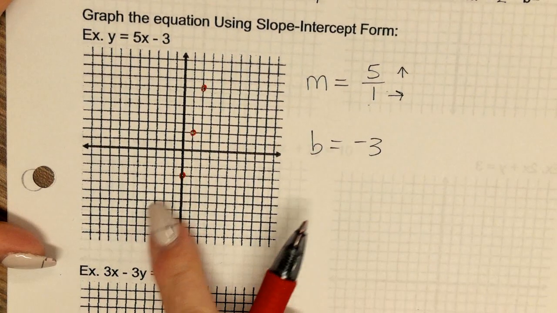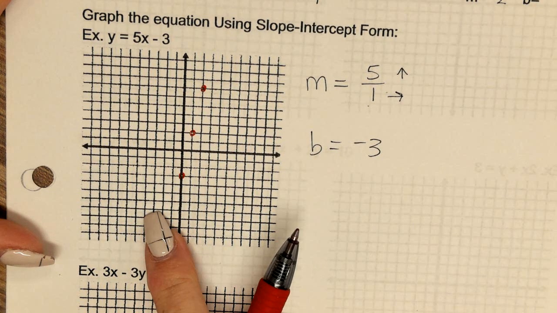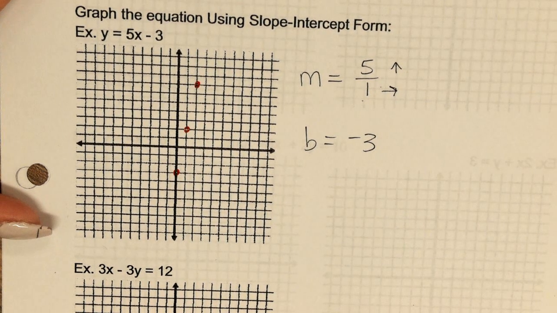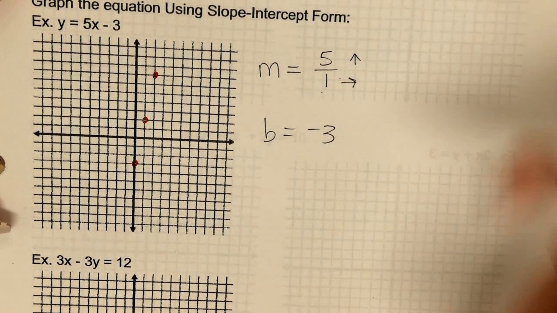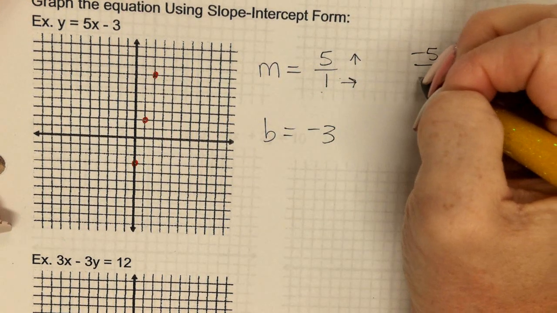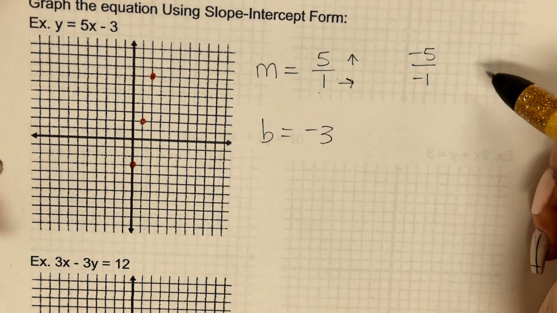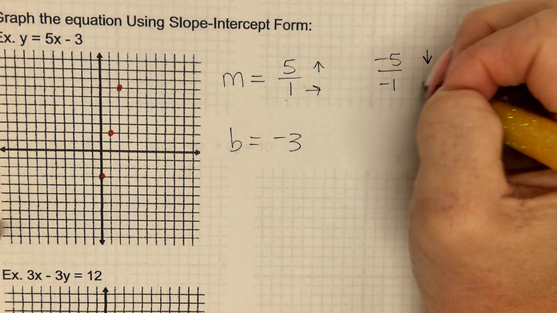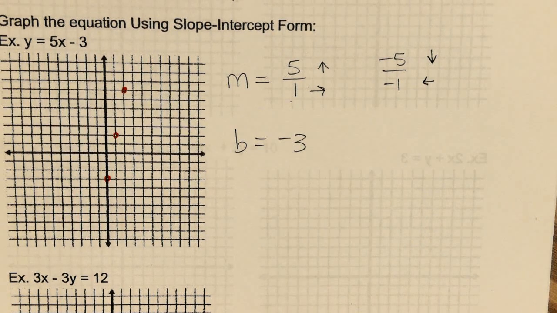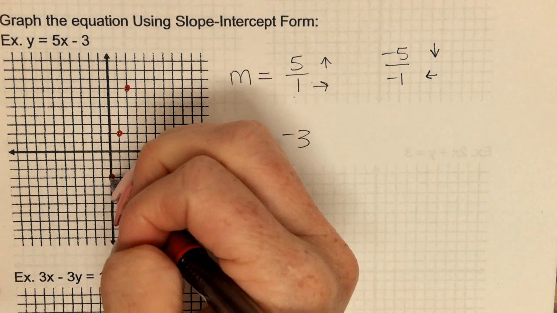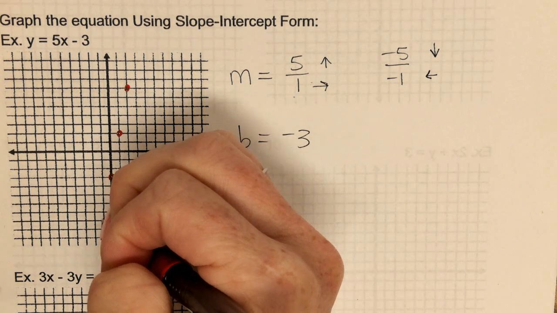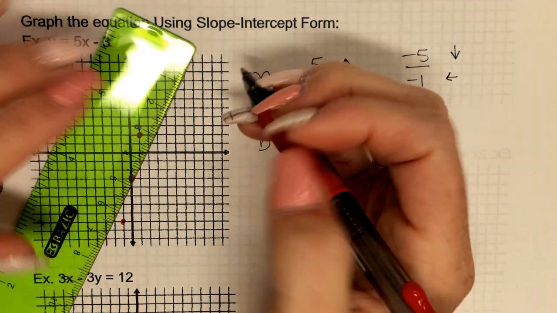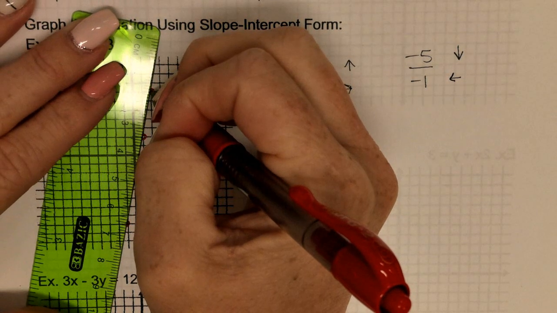Now, would there also be some dots down here? Yes, there would. What also makes a positive? 2 negatives. So could I have also done -5 over -1? Is that the same slope? So instead of going up and right, I could also go down and left and end up on the same line. So down 5, 1, 2, 3, 4, 5, left 1, and do you see that it is falling on the same line? And then you connect your dots and put an arrow.